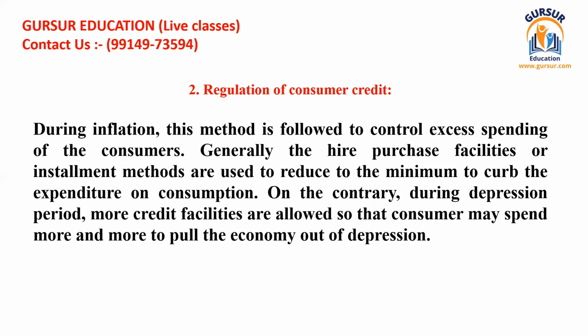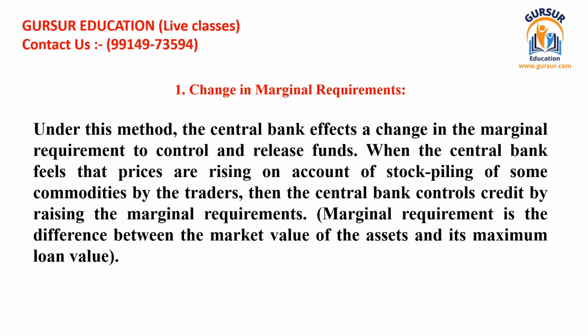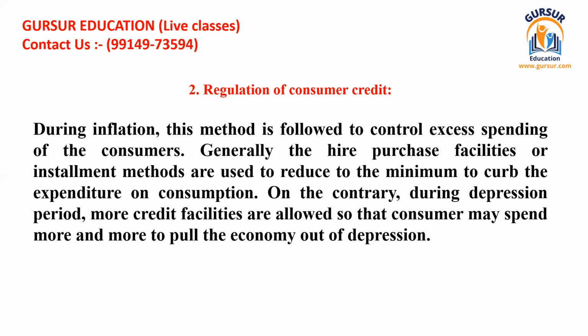Okay, if this is the case, then it will ultimately reduce the expenditure capacity of the consumer, and if this is the case, then inflation can be curbed. And in the second way, if depression is there, then more credit facilities are allowed to consumers, like hire purchase and installment methods. Then they can spend more and more, and the country can come out of the depression. So this is known as regulation of consumer credit. So first one was change in marginal requirement, and the second is regulation of consumer credit.